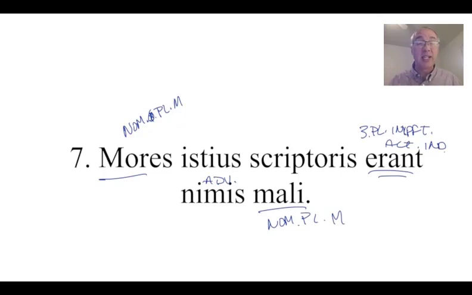And the mores what? Here's that genitive again, just like in the sentence before where we saw unius. This is your istius, genitive, singular, and we know it's masculine because it modifies scriptoris, which is genitive, singular, masculine. So the morals of that, not this one or that one, but that one, of that writer, were too bad. Were too evil. Whatever you want to say for mali, bad, evil.